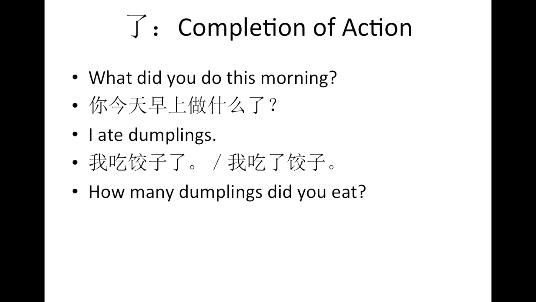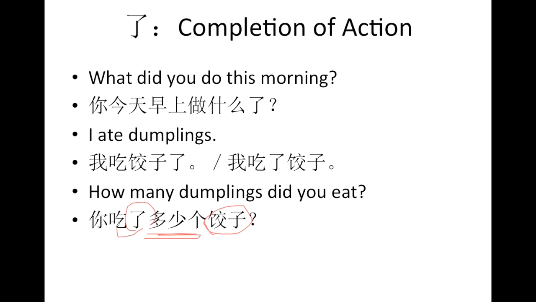Oh, how many dumplings did you eat? In this case, we're asking how many, which is a quantity. So how would you do this? 你吃了多少个饺子? In this case, 多少个 asks for the quantity, which means it's a specified object. So we can only put le after the verb, 吃, instead of the end of sentence.